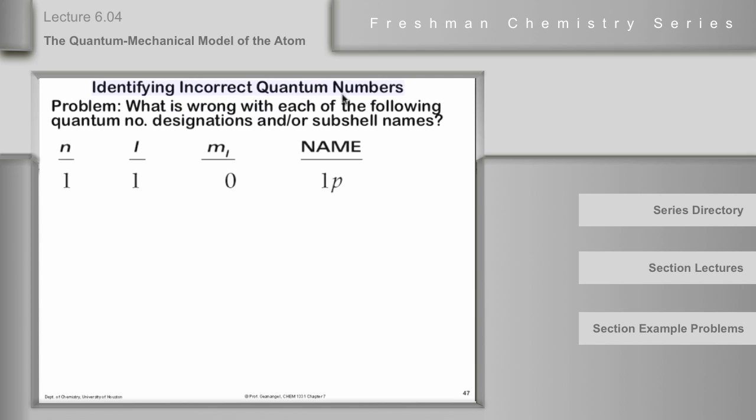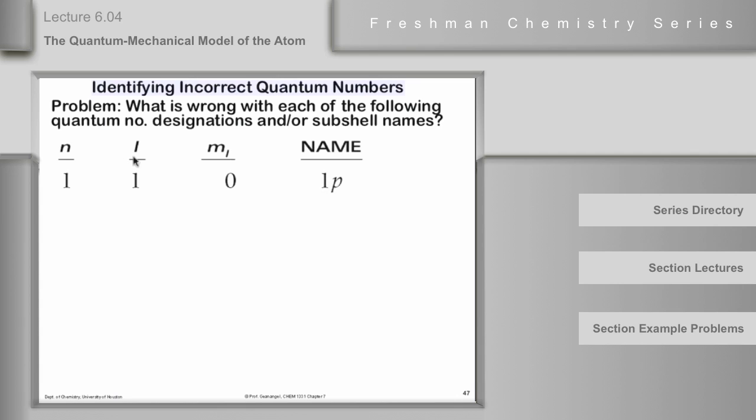Identifying incorrect quantum numbers. What is wrong with each of the following quantum number designations and/or subshell names? So we have n, L, m sub L value, and the name is over here. So n is equal to 1, L is equal to 1, m sub L is equal to 0, and we're naming it the 1p. Is there anything wrong with that?